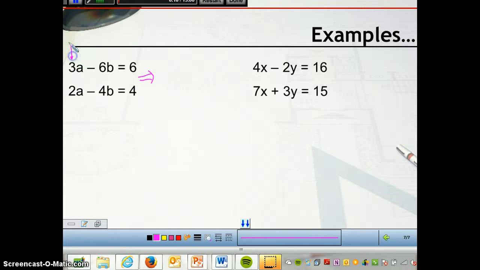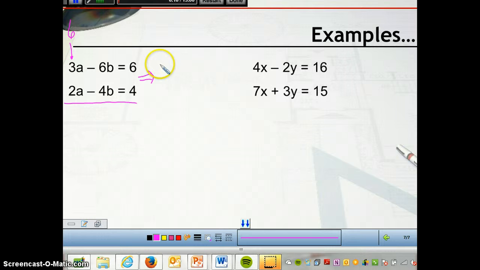Do we want to eliminate the a's? If so, we want to change that into a 6. If we want to eliminate the b's, we got to change these into what would be 12. So your choice. What would you want to change these? The a's into 6s or the b's into 12s? And I think it's a little bit easier taking the a's, making them into 6s.